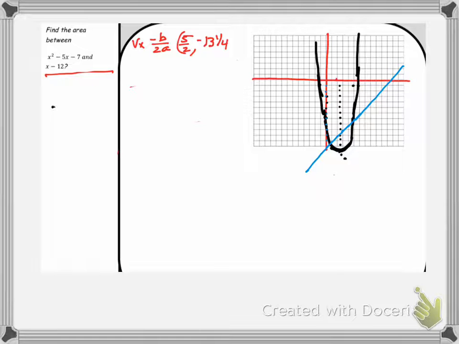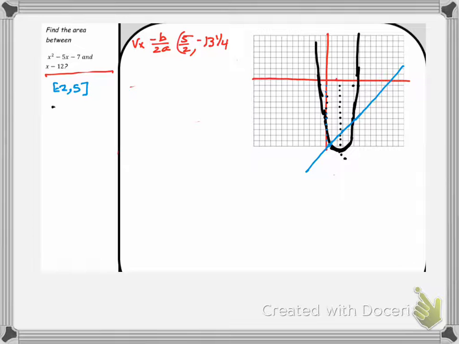Okay, we want the area between the curves, and I didn't tell you that, negative 2 to 5. So let's get the intersections. That's what you need. You need these intersections. This is going to be weird, though, you're going to see.